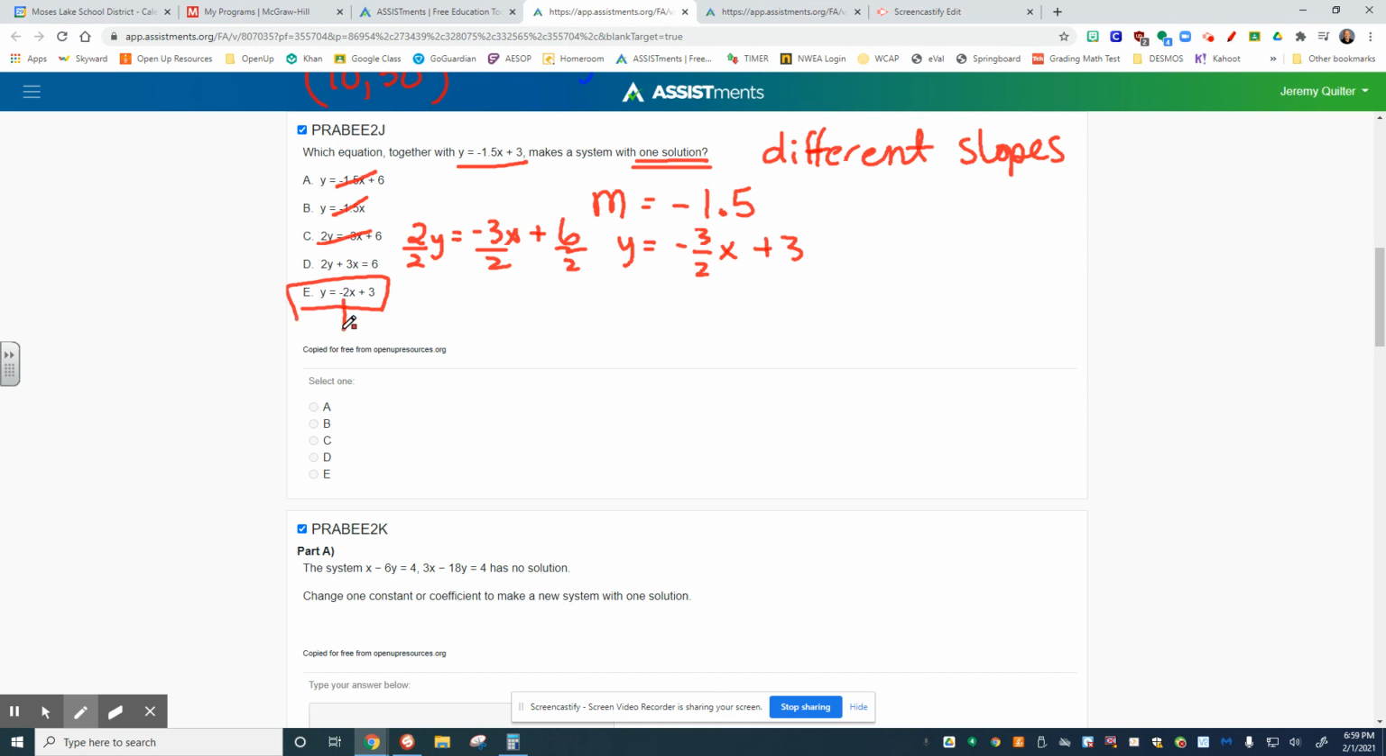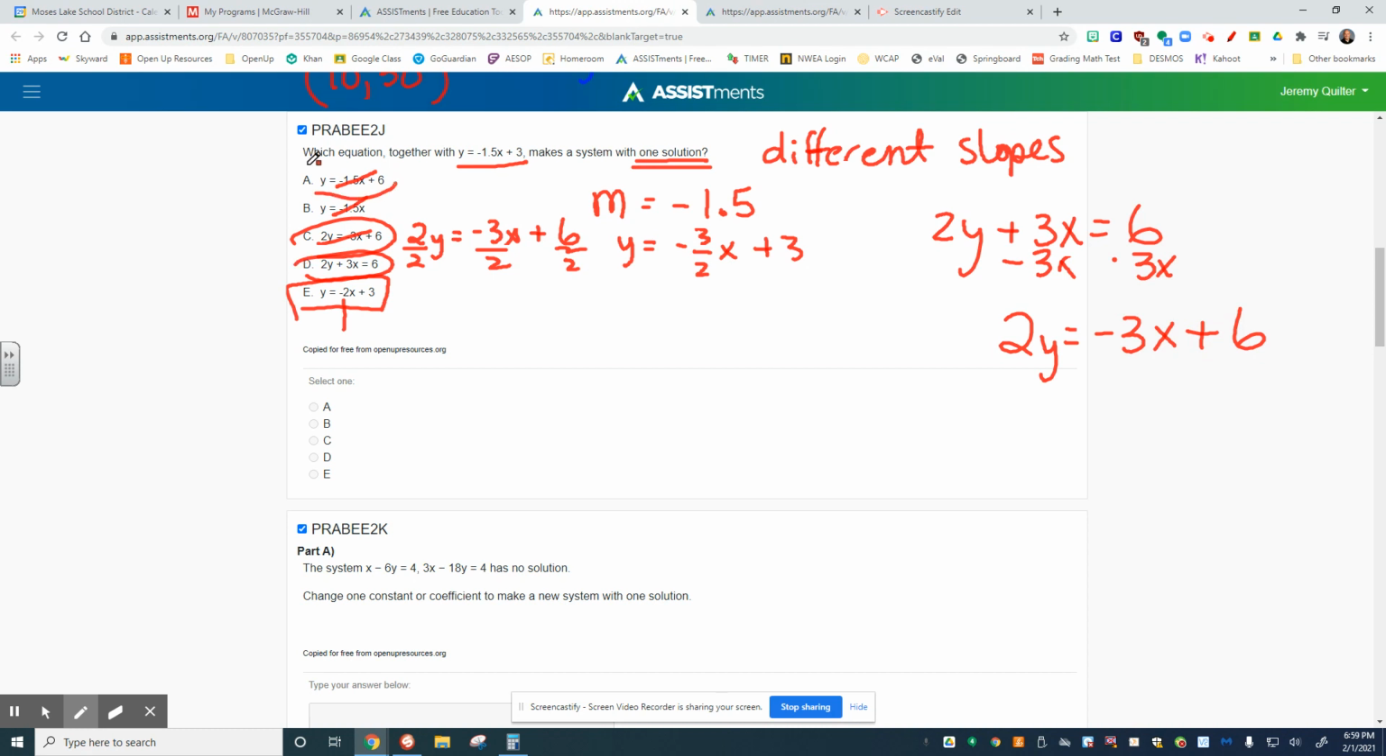This next one, 2 times y plus 3 times x equals 6. Watch this. All I simply do is subtract 3x from both sides, and I'm right back to what I just worked with. Letter C and letter D are really the exact same equation, and guess what? It's the exact same as A. A, C, D are all the same equations, so they can't work. B is just another parallel equation to it. But this one has a different slope, m equals negative 2, which tells me all I need to know: different slopes, one solution. I got way too excited about that one.